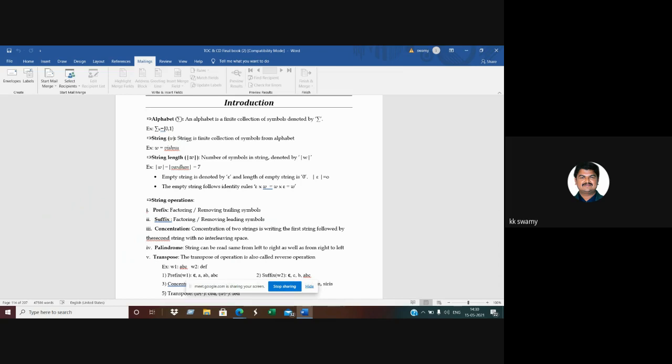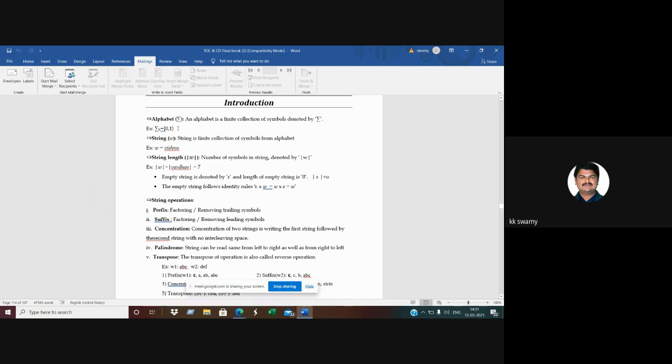Suppose in my language 0, 1 are called the alphabet, but if I write 0, 1, 2, is it a valid string? No, because 2 is not available in my language. That's why all the symbols available in the string, all the characters, should be derived from sigma. Then only it is considered a string or word. It is denoted by the small w.